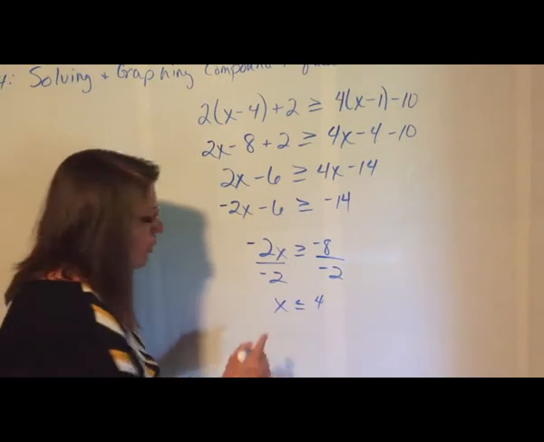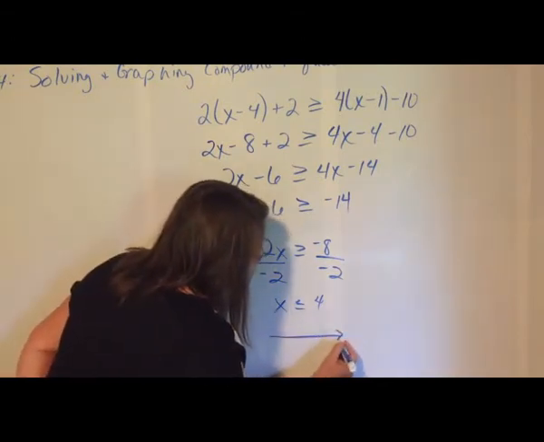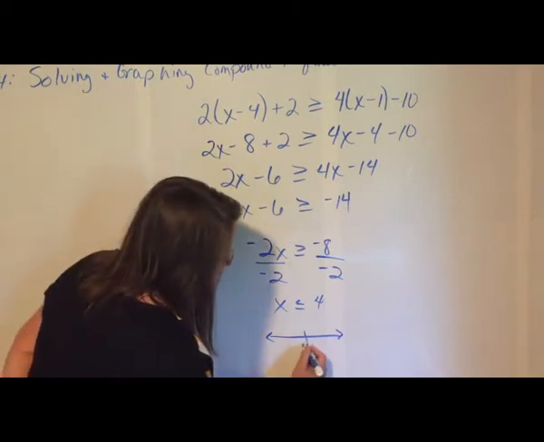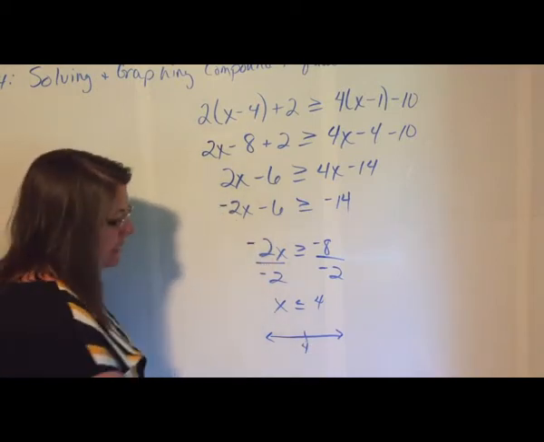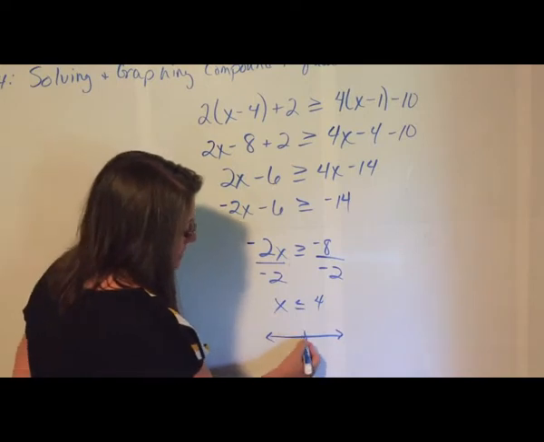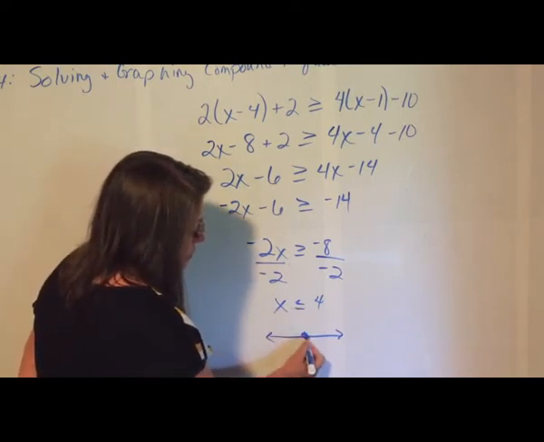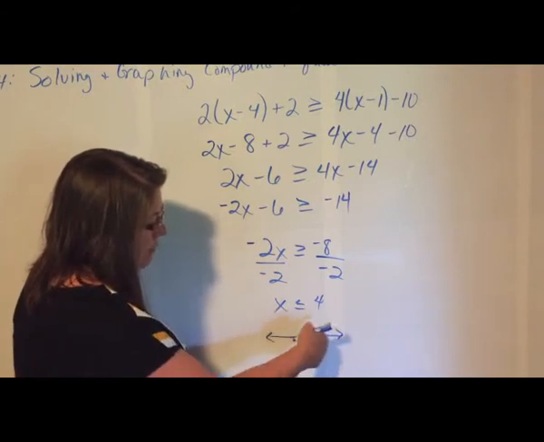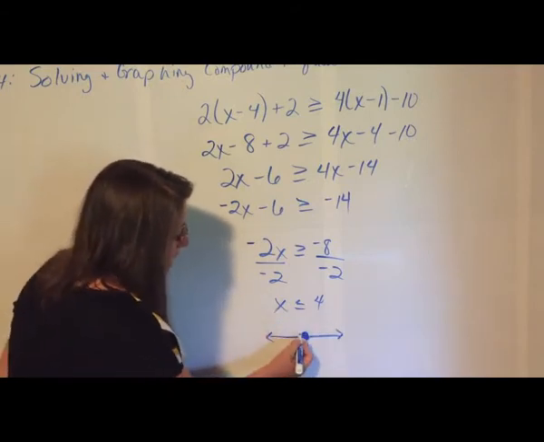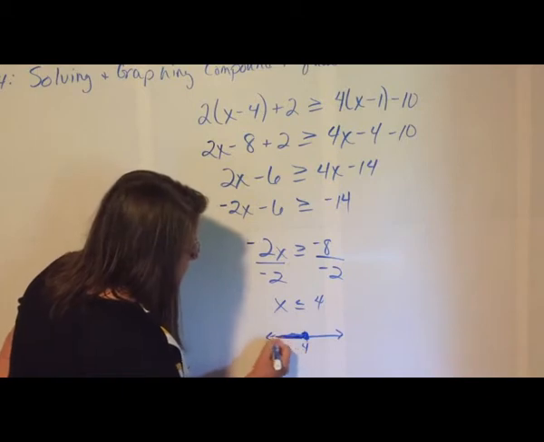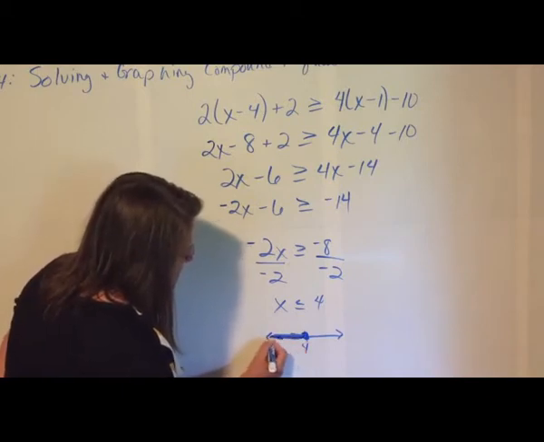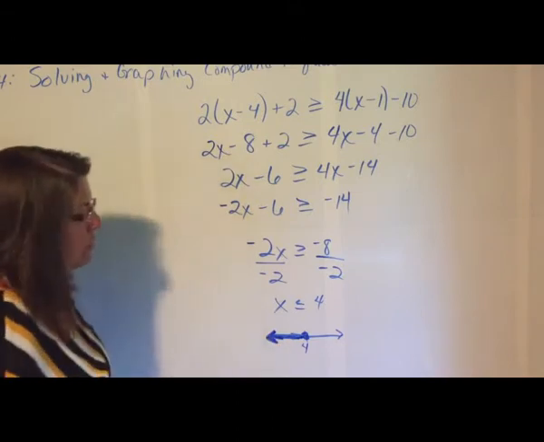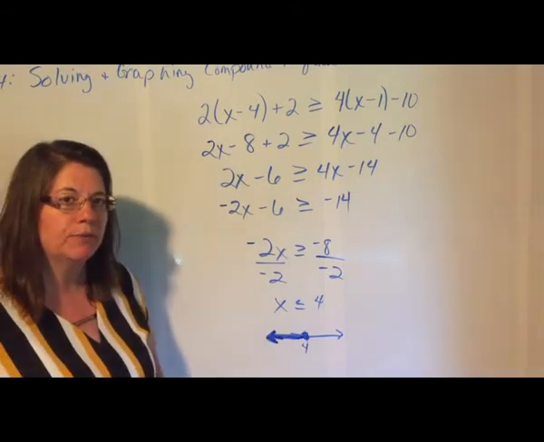So if I'm going to graph that inequality answer, I'm going to just put the number that I ended up with, a 4, on my number line. This is going to be a solid dot because it's less than or equal to. And then since x is less than or equal to 4, I'm going to shade in the direction that it's pointing because x is on the left. So I will shade directly on the number line, and I will shade the arrow to signify that it goes forever.